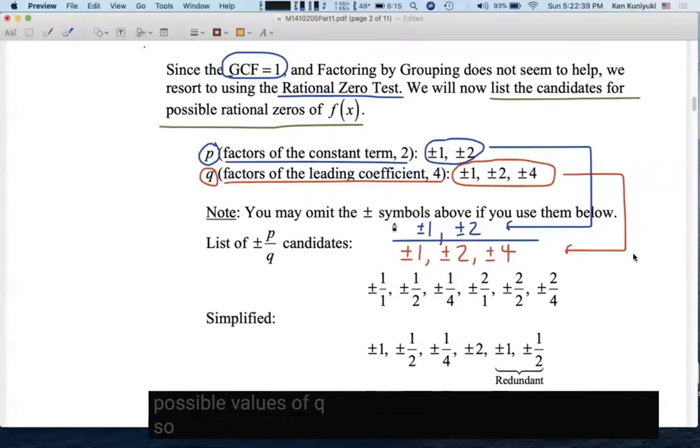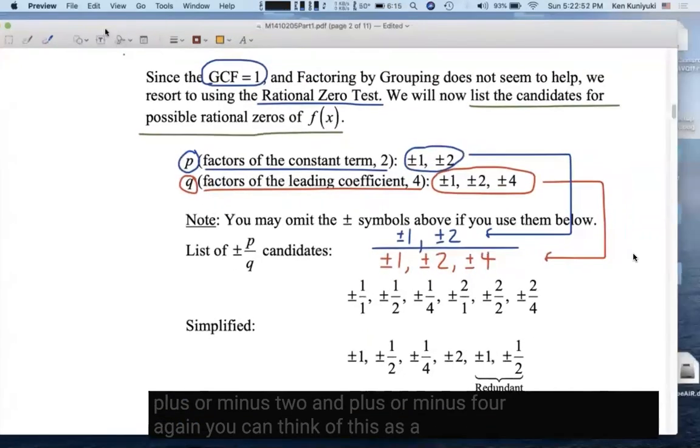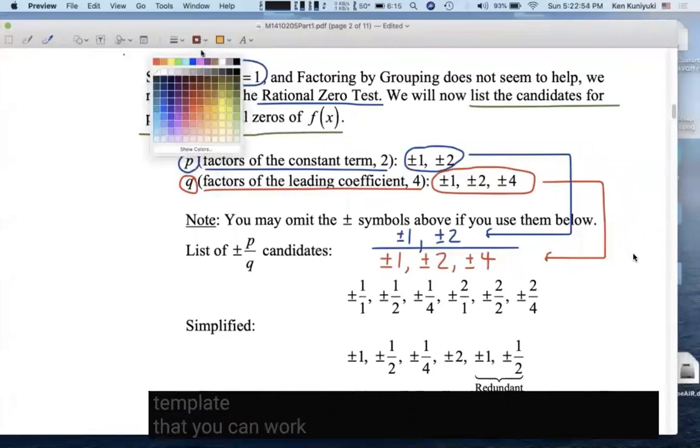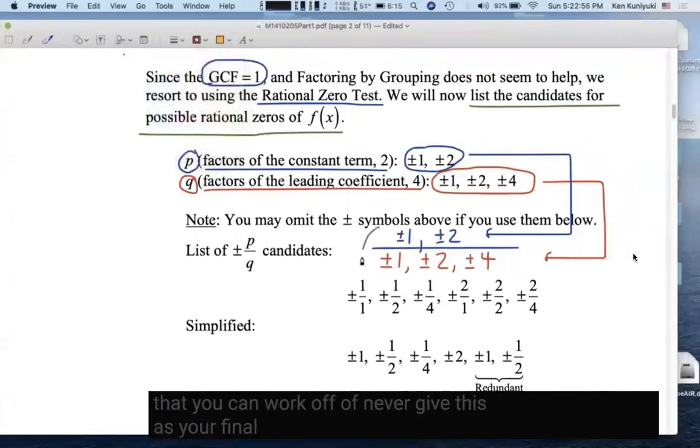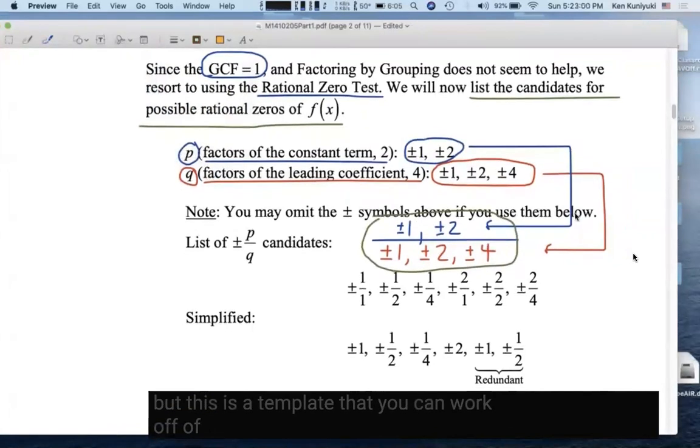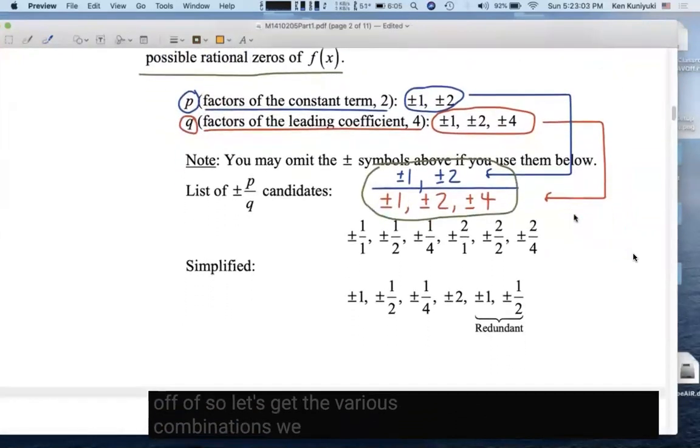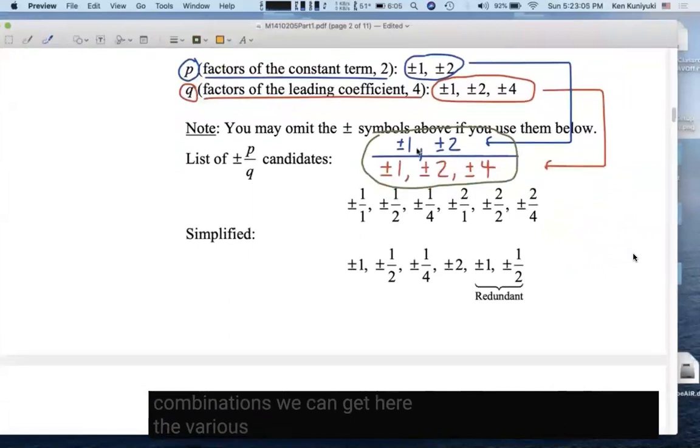So the factors of the constant term, plus or minus 1 and plus or minus 2, over the factors of the leading coefficient, plus or minus 1, plus or minus 2, and plus or minus 4. Again, you can think of this as a template that you can work off of. Never give this as your final answer, but this is a template that you can work off of. So let's get the various combinations we can get here. The various possible values of the numerator over the various possible values of the denominator.